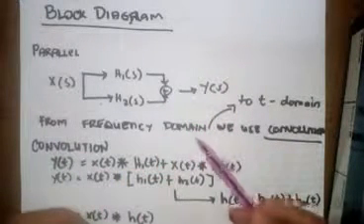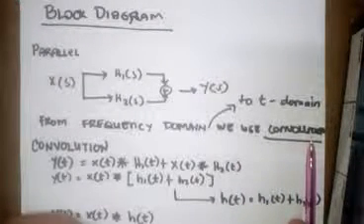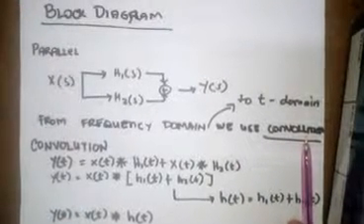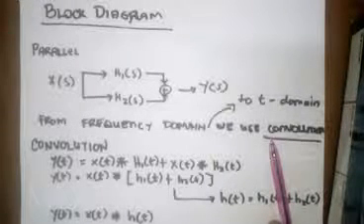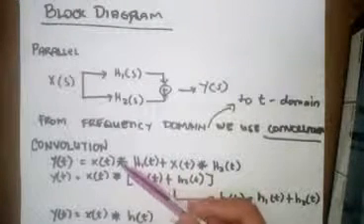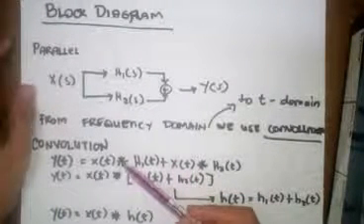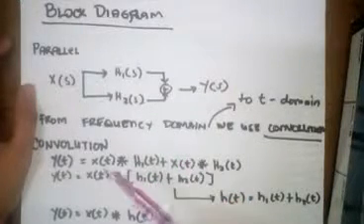So from the frequency domain to the time domain, we use convolution. The operation of a convolution is just multiplication, but it is denoted as an asterisk. So actually, the asterisk is multiplication and addition.